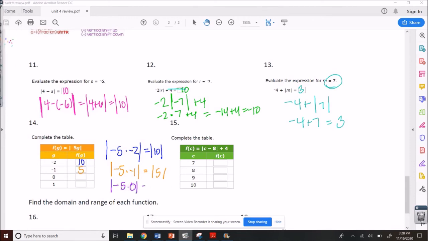-5 times 0 is 0. The absolute value of 0 is still 0. And then this is the only one where we actually have to use the absolute value. So -5 times 1 is the absolute value of -5, which is +5.